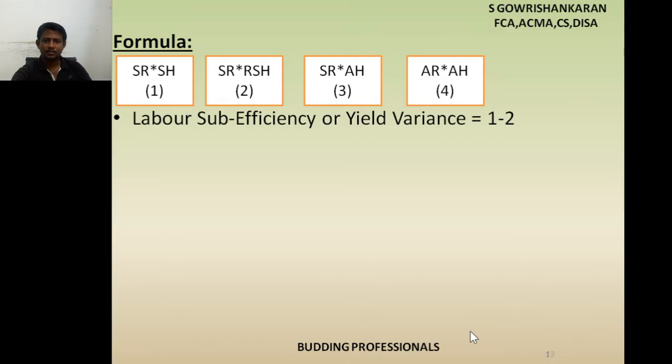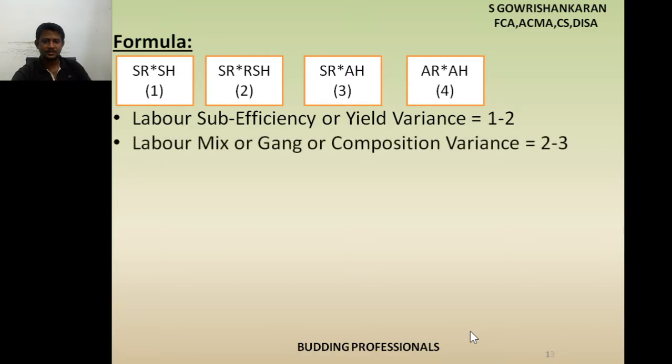Now the formula, what minus what equal to what? 1 minus 2 equal to what? Efficiency or yield variance. That is first box and second box. SR into SH minus SR into RSH equal to labor sub efficiency or yield variance. Then 2 minus 3 equal to what? Labor mix or gang or composition variance. 2 minus 3 means SR into RSH minus SR into AH.